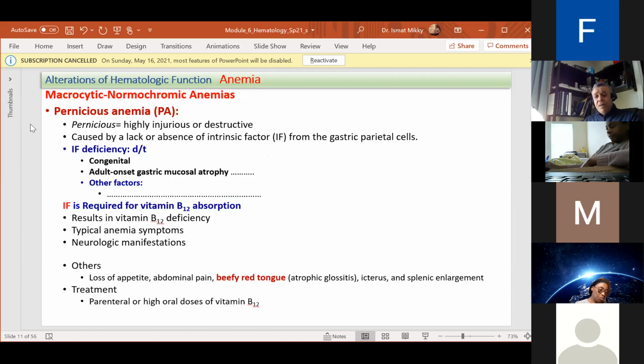Now, when we say pernicious anemia, PA, which usually results from vitamin B12 deficiency, the vitamin B12 requires something that assists the vitamin B12 to be absorbed. Vitamin B12 absorption needs what kind of factor?